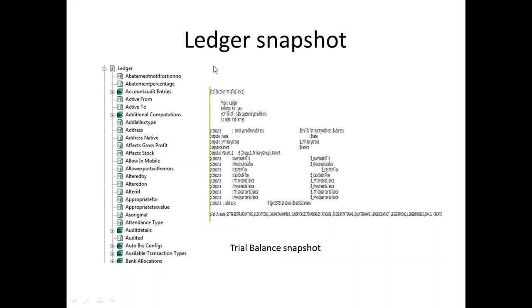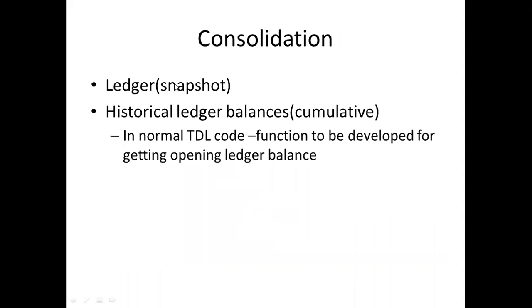The trial balance is bringing up all sorts of figures, and we have brought in all the required fields here. Now you have the ledger snapshot and the historical ledger balances. This is a snapshot; this is cumulative. In a normal case, for each of these dates, you might have to look at the opening balance, so you might have to develop a TDL function for it.